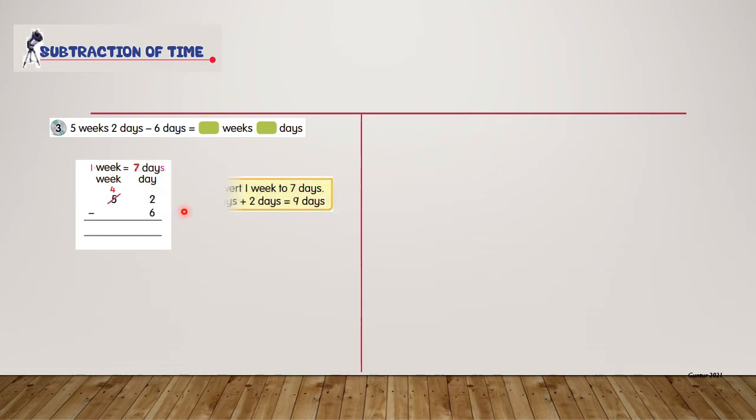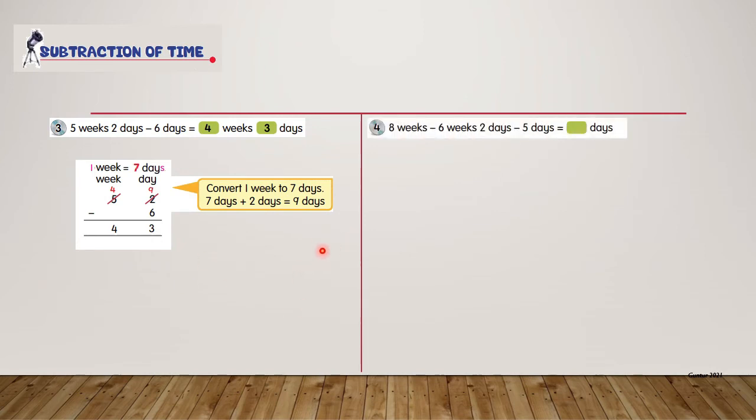Okay, 7 and 2 become 9. 9 days. So the number 2 here we cancel it. The remaining is 9. 9 subtract with 6 becomes 3 days. And for week, we just write down the number 4. Okay, the answer for this question is 4 weeks 2 days. Sorry, 4 weeks 3 days.